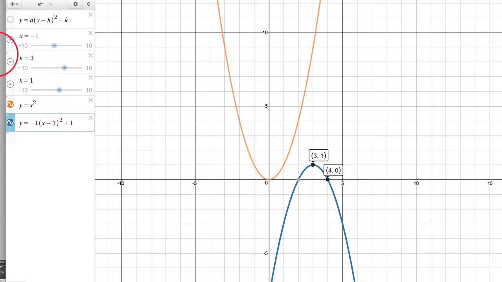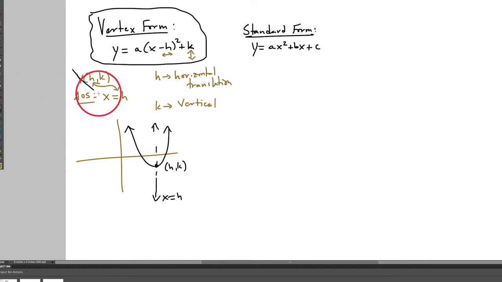So having something in vertex form is a gift because you can clearly see the h and the k where your vertex lies. You could clearly get your axis of symmetry that runs right through the vertex, and then you could graph it just by using the a value from your vertex to find one more point on your graph here. So just as an example here, let's just go ahead and sketch a few of these.